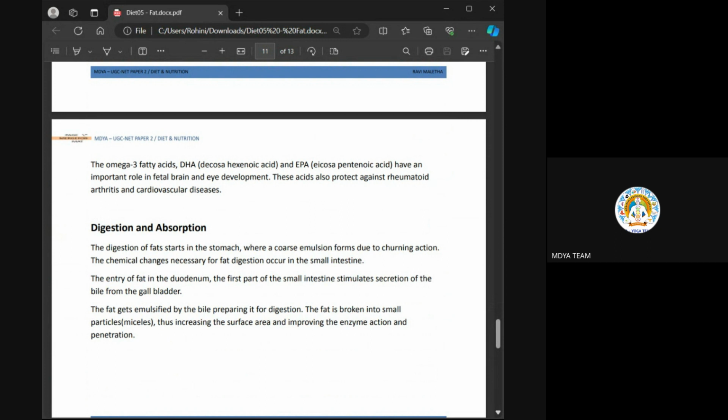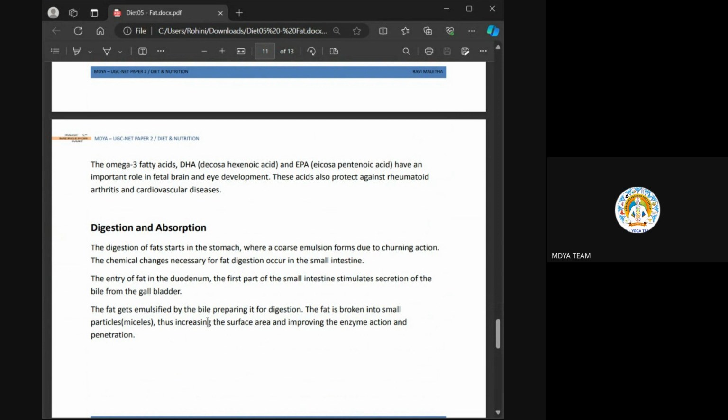So the digestion of fat starts in the stomach, where a coarse emulsion forms basically due to the churning action of the stomach, and the chemical changes necessary for fat digestion occur in the small intestine. But in the stomach, the digestion of fats happens due to the presence of the gastric lipase, which is present in the gastric juice of the stomach, and in the small intestine, with the help of the pancreatic lipase, which is prepared by the pancreas.